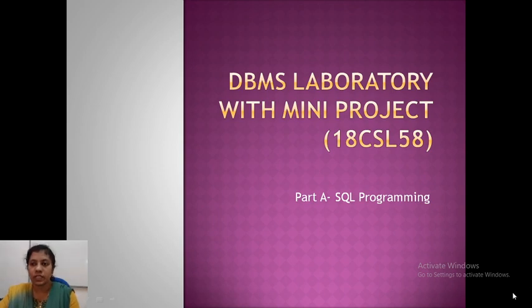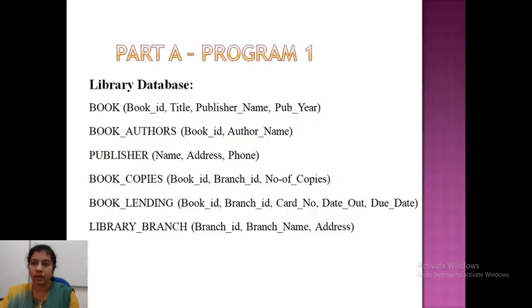Hello everyone. So in this lecture I will show you the execution of program 1. In program 1 we need to create a library database which has book table, book authors table, then publisher, book copies, book lending and library branch. So these are the different relations or the tables given in the question, and for each table they have mentioned what all the attributes we need to add, and here we need to identify the primary key and foreign keys.